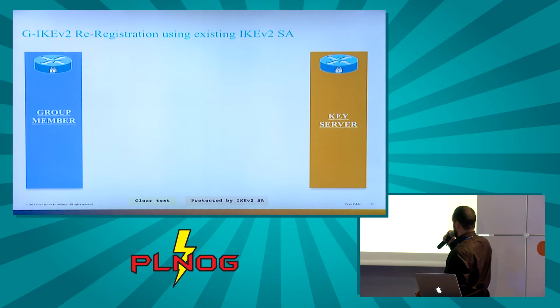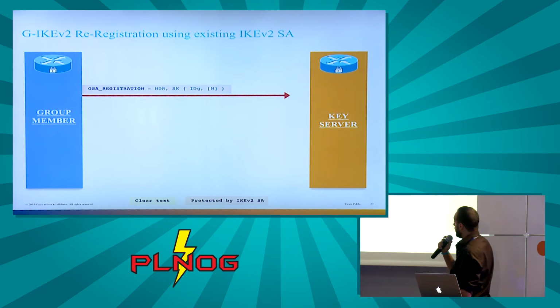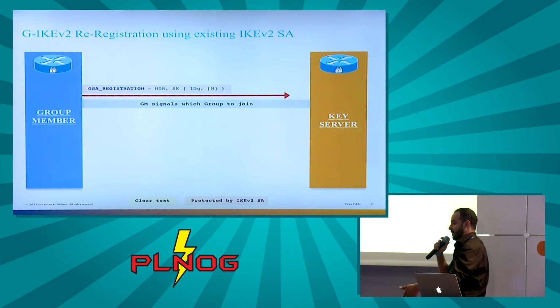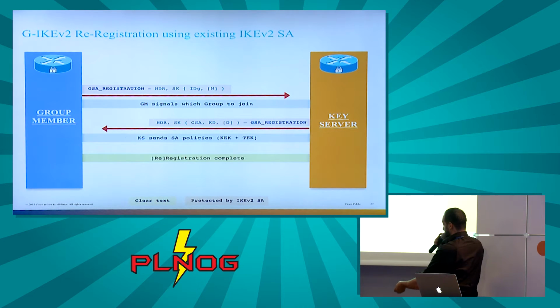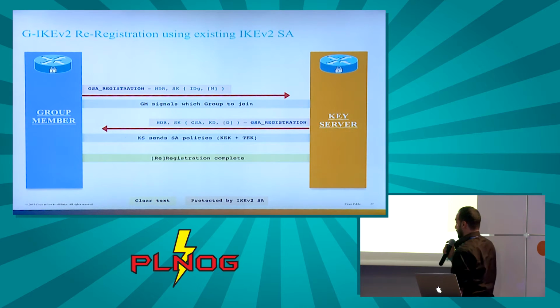In case you already have an IKEv2 SA established, you do not need to re-authenticate. So we defined a new type of exchange, the GSA_REGISTRATION. For example, if a group member wants to join multiple groups, the first time it will authenticate itself, then to join the other groups, it doesn't need to authenticate itself. So we have more or less the same exchange, but we remove the authentication payload. Okay.